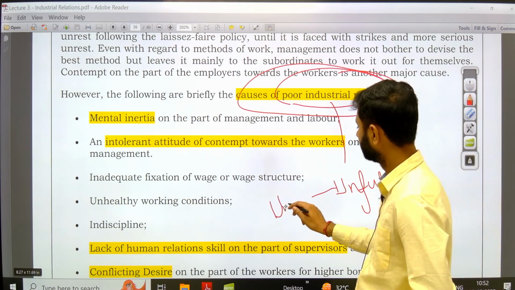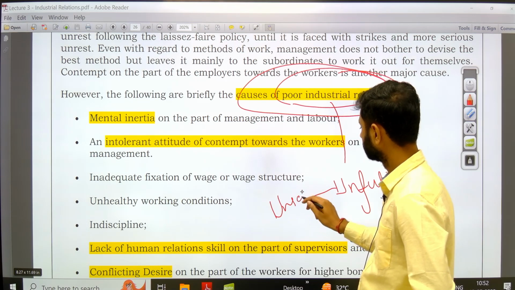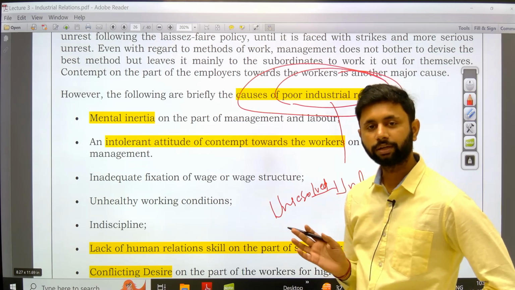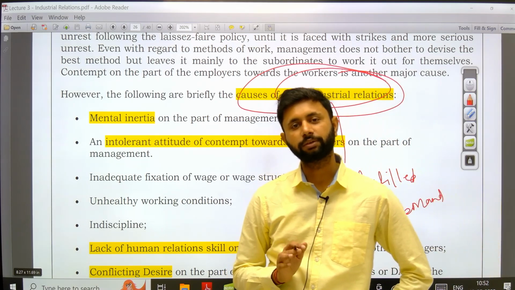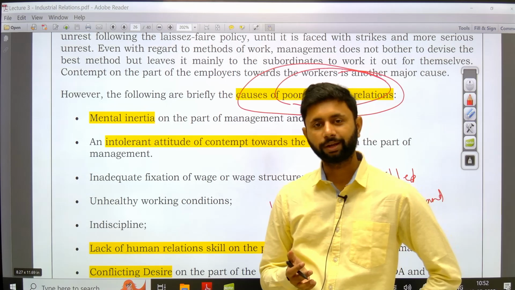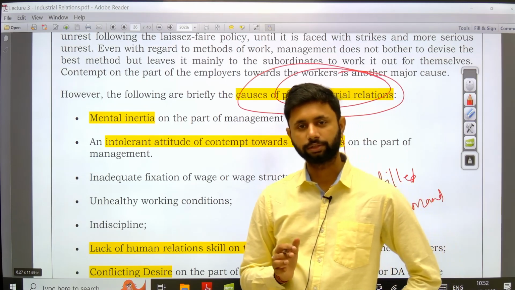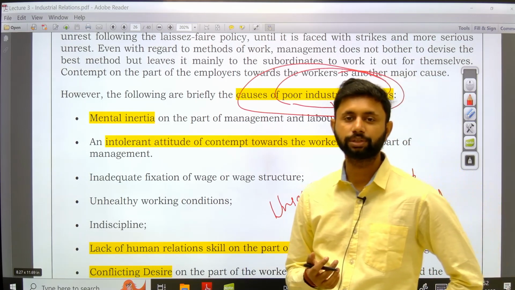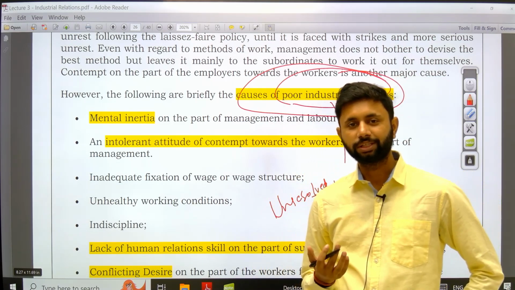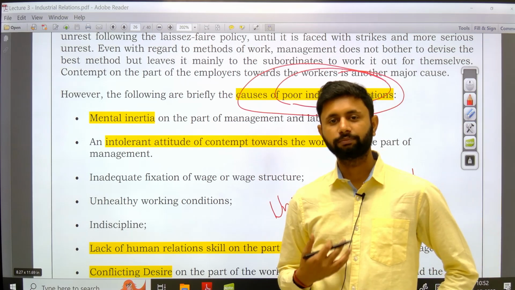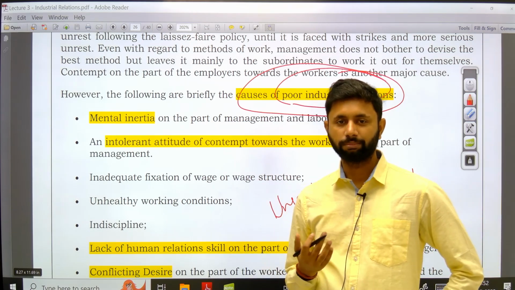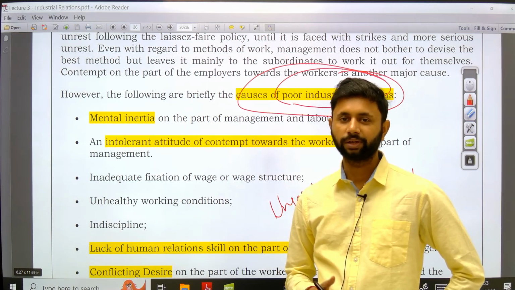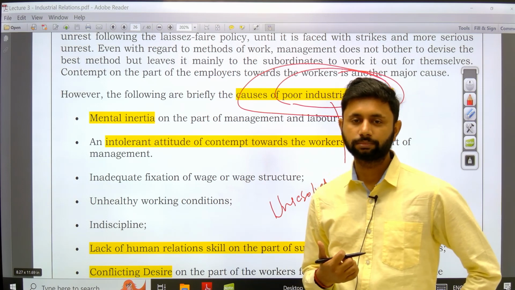Unresolved issues of the workers. We had discussed already, while discussing the evolution of labor activism in India and industrial relations in India, that unsafe working conditions and long working hours were the major issues at that point of time. And then when they discussed these issues with the management and the government, they didn't get a very good response, and that's why they resorted to activism.